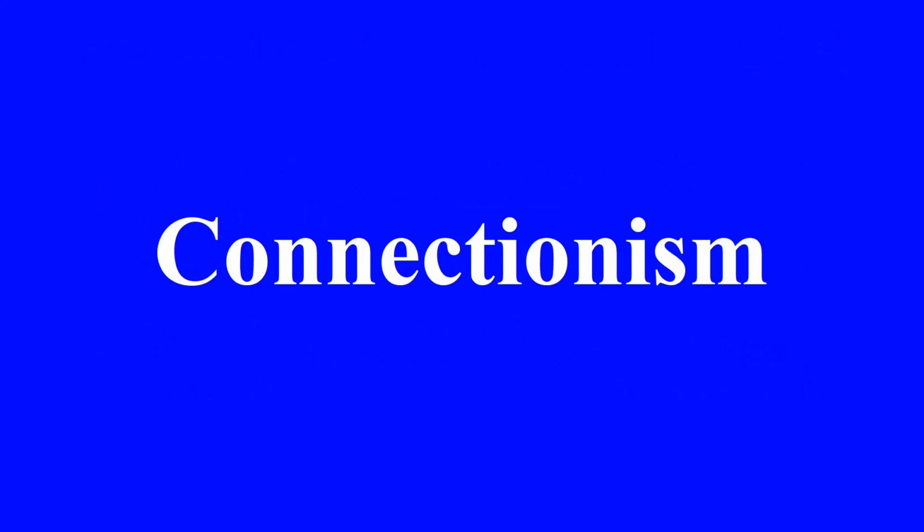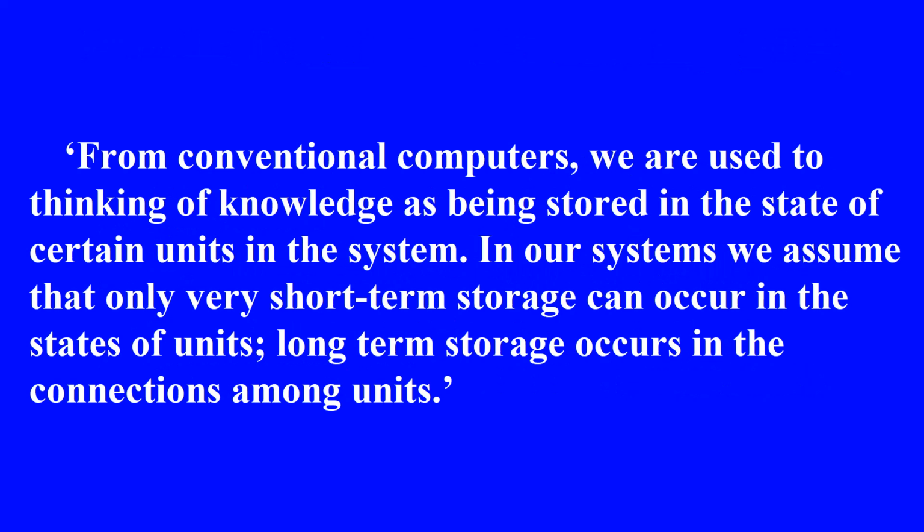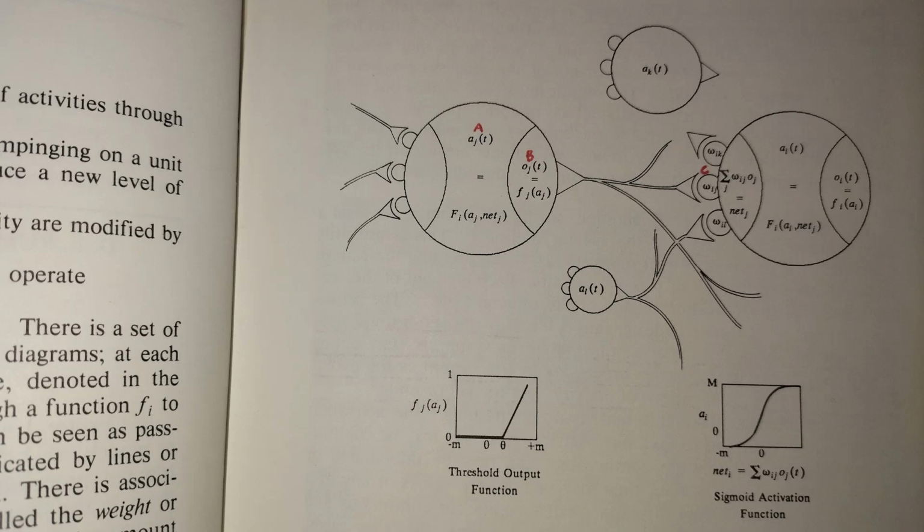This emphasis on connections between units, by the way, is why parallel distributed processing is almost synonymous with the term connectionism. The PDP book summarizes later on that from conventional computers, we're used to thinking of knowledge as being stored in the state of certain units in the system. In our systems, we assume that only very short-term storage can occur in the states of units. Long-term storage occurs in the connections among units. So, learning, rather than being a process of storing explicit rules within units, is thought of rather as a process of building up connection strengths between units based on information available at the connections.